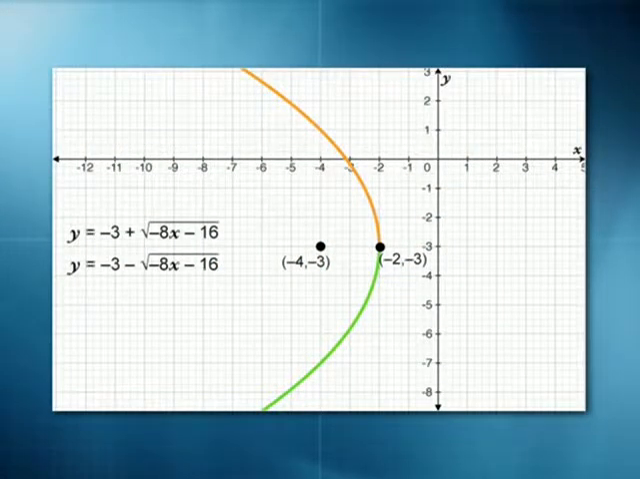Here's a picture of that. Notice that it's opening to the left. The focus is at minus 4, minus 3. The vertex at minus 2, minus 3. Interesting looking graph, isn't it?